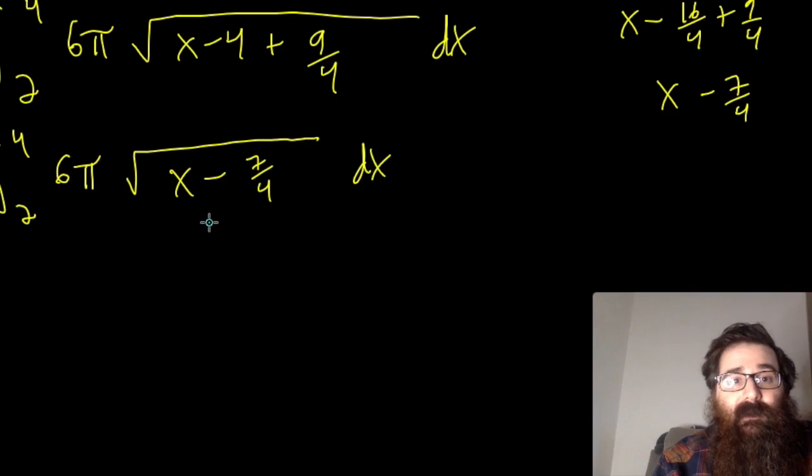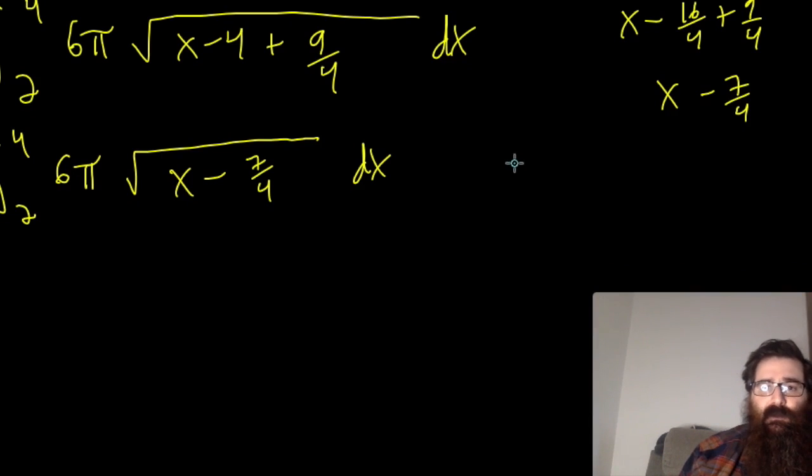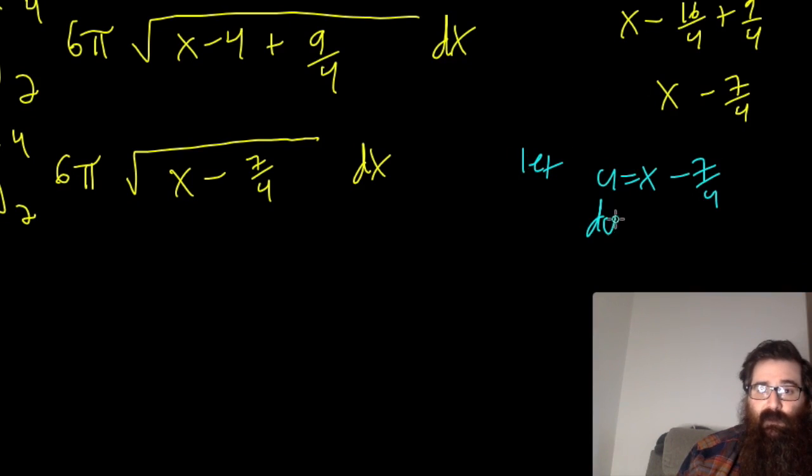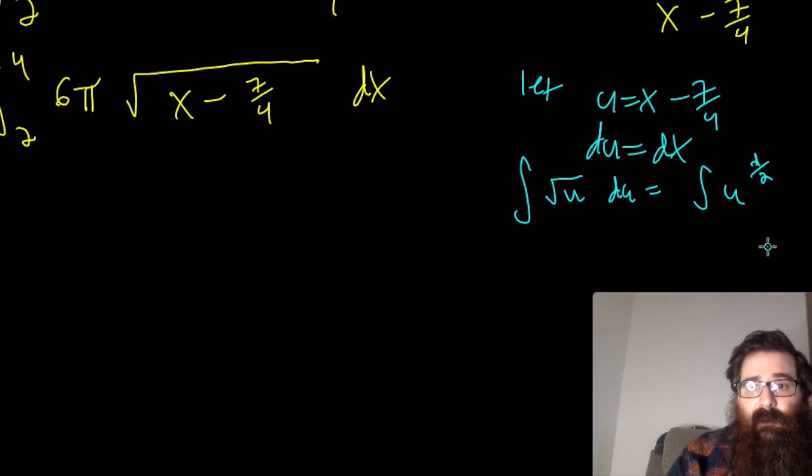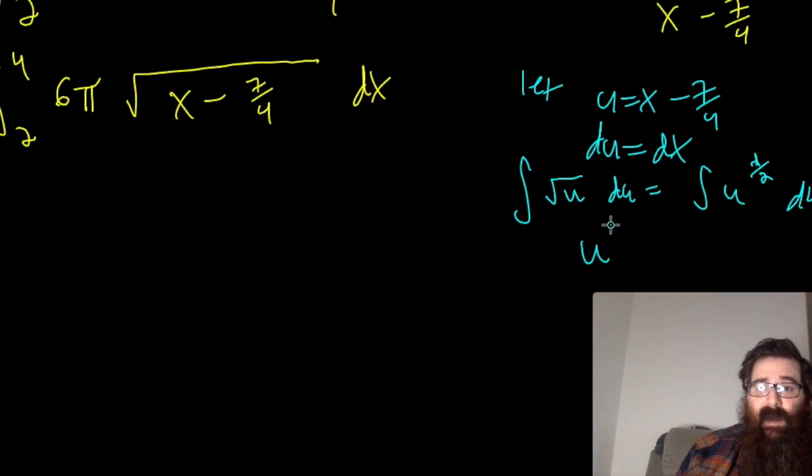We want to integrate. This is really just a very small substitution. We'd say, well, we let u be x minus 7/4. We get a direct translation, du is dx. So we think of this as the integral. I have 6 pi, but otherwise the integral of square root of u du, which is the integral of u to the 1/2, which if we integrate, it's going to give us u to the 3/2 divided by 3/2. Instead of dividing by 3/2, I want to multiply by 2/3. And then we want to back substitute.